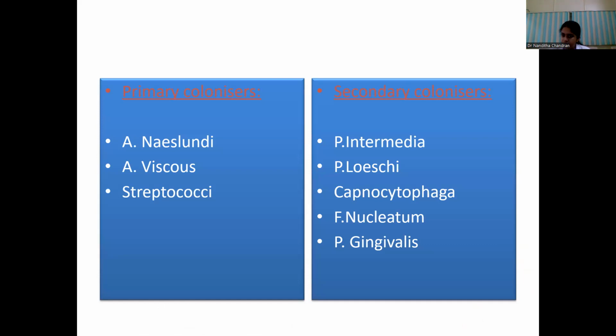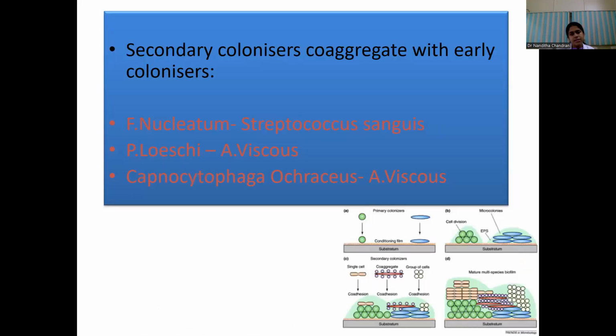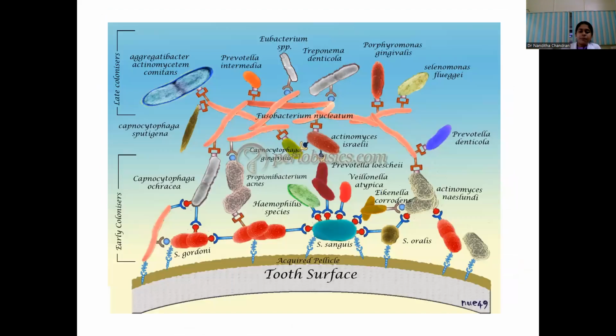Primary are the first colonizing organisms, basically Actinomyces species and Streptococcus species. Secondary, we have Prevotella intermedia, Prevotella loescheii, Capnocytophaga, F. nucleatum, and Porphyromonas gingivalis. And these are the examples: F. nucleatum co-aggregating with Streptococcus, P. loescheii with A. viscosus, and Capnocytophaga with A. viscosus. Examples for co-aggregation. So this picture clearly explains the entire sequence of events in plaque formation.